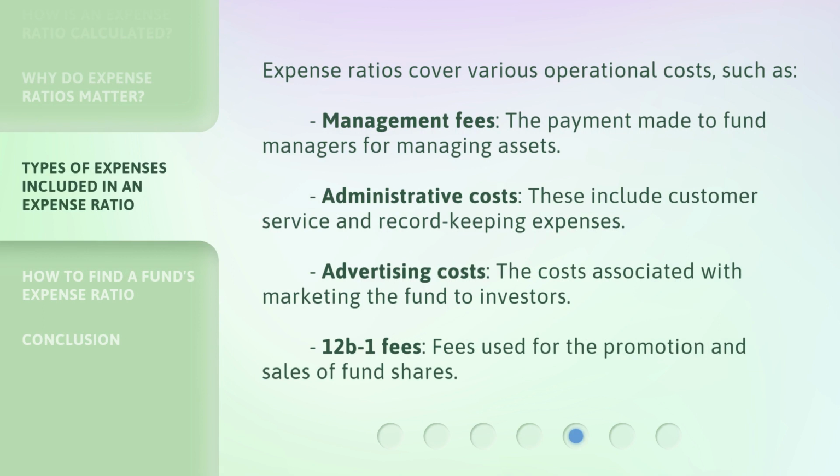Expense ratios cover various operational costs, such as management fees, the payment made to fund managers for managing assets. Administrative costs, these include customer service and record-keeping expenses. Advertising costs, the costs associated with marketing the fund to investors. 12b-1 fees, fees used for the promotion and sales of fund shares.